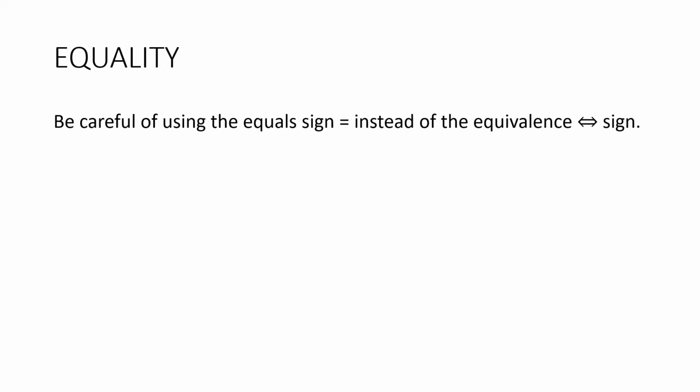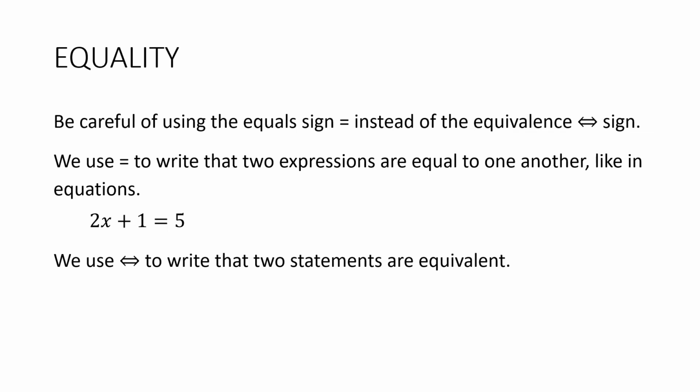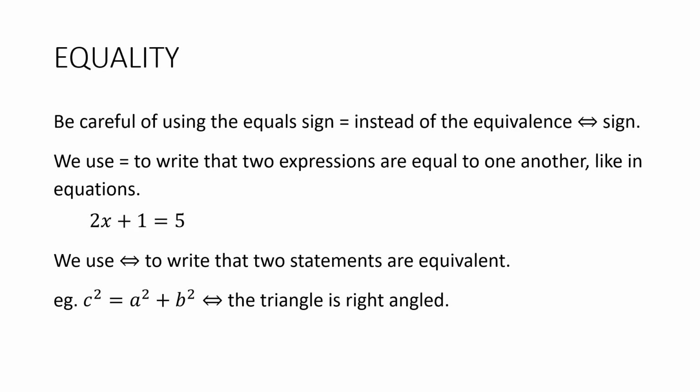Now be careful of using the equal sign instead of the equivalent sign. We use the equal sign to write that two expressions are equal to one another, like in an equation. But this one here, we use to write that two statements are equivalent. So here's an example where I'm using an equal sign and an equivalent sign. C squared is equal to A squared plus B squared if and only if the triangle is right angled.